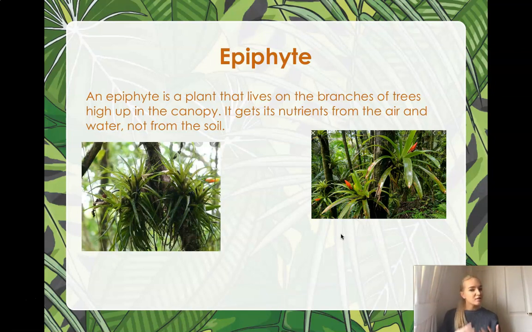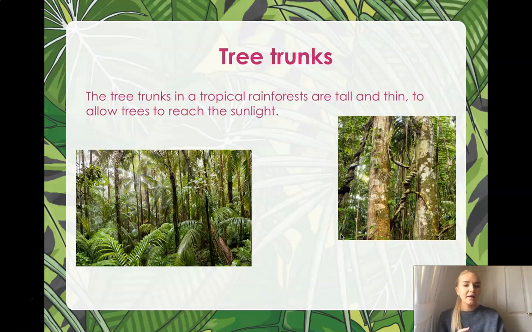And they don't need the soil. And that's how they've adapted over time. They just don't need the soil, and they can just use the air and the water to be able to survive. And that's another adaptation that some plants have. Some plants have epiphytes on them, and that helps them to survive too because they have those nutrients from the air and the water. And another way that plants can survive is by the size of their tree trunks.